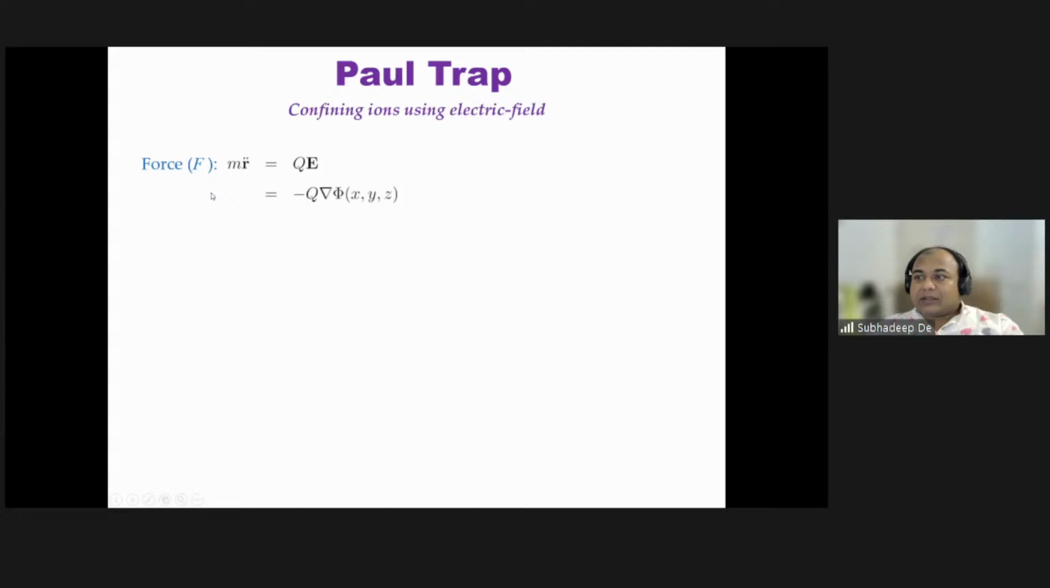So let's start with a simple thing, the equation of motion. This is like a force balance. Here m is the mass of an ion, r double dot is the acceleration, and it's balanced with respect to an electrostatic force. q is charge and E is the electric field. Now this E you can write as the negative gradient of the electric potential. We know that, it's a very simple thing.